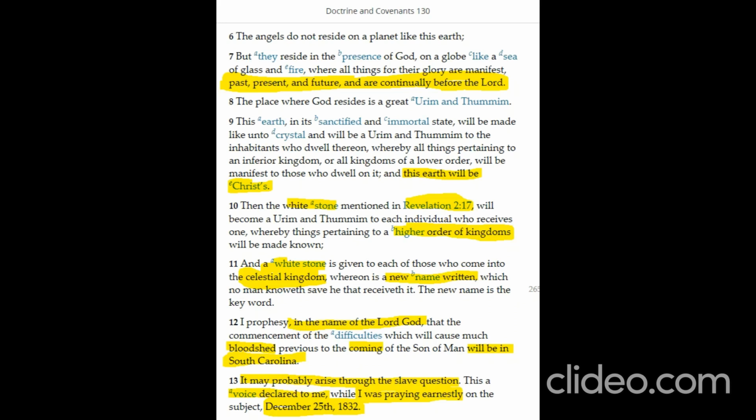In the name of the Lord God, bloodshed coming will be in South Carolina. And if you look at the bottom scripture, number 13, this is where John Smith is praying, and he says that it may probably arise through the slave question, the voice declared to him. I was praying earnestly, December 25th, 1832. So this knowledge came forward in 1832, and the war began in 1860.